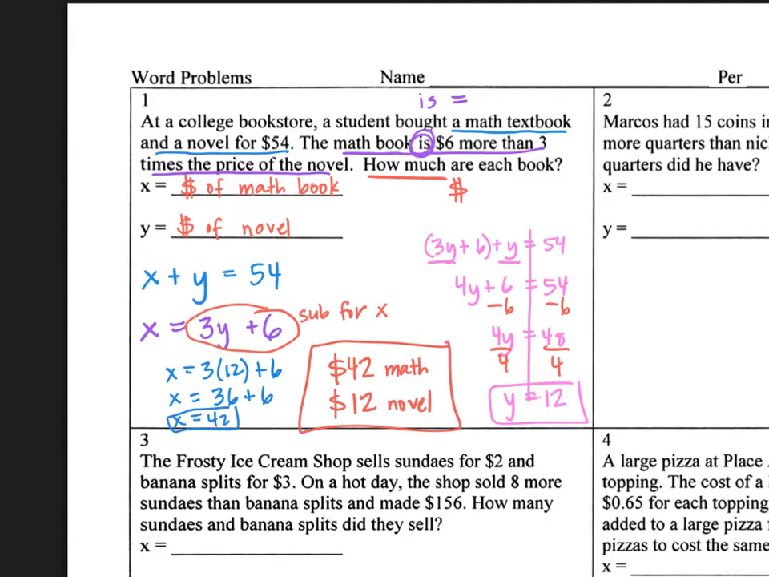And just to confirm, remember that the student bought a math textbook and a novel for $54. So if the math textbook costs this much and a novel costs this much, they both do add up to $54. Okay, so you can double check to make sure that it makes sense. If you read that problem again, compare that to your answer. Number 2.